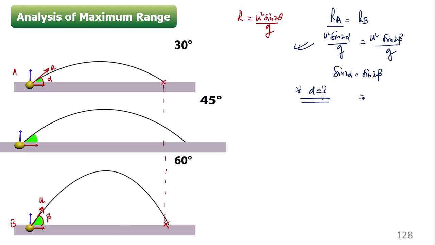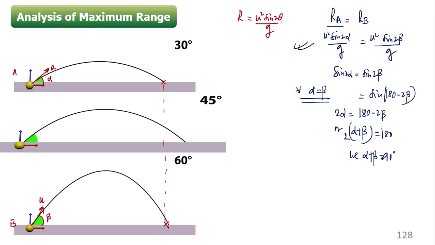But sine of 2 beta can also be written as sine of 180 minus 2 beta. That means you can write 2 alpha equals 180 minus 2 beta, or 2 times alpha plus beta equals 180, that is, alpha plus beta equals 90. That means if these two particles are projected at angles complementary to each other, for example alpha is 30 degrees and the complement of 30 degrees is 60 degrees, then both will land on the same point. That means the horizontal range will be the same, provided both are thrown with the same speed. So this is the important conclusion.